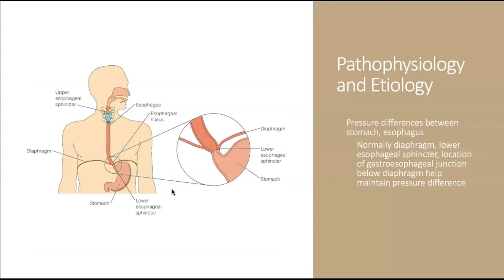Pathophysiology and etiology of GERD. Again, there's a pressure difference between the stomach and the esophagus. And that little sphincter helps keep control of contents in the stomach from flowing backwards. Think of it like a one-way valve, really. It's located just below the diaphragm, and it helps maintain that pressure difference. The problem, and we'll get to this on the next slide, is when you have additional pressure in the stomach that causes that content to back through that sphincter and go back up the esophagus.